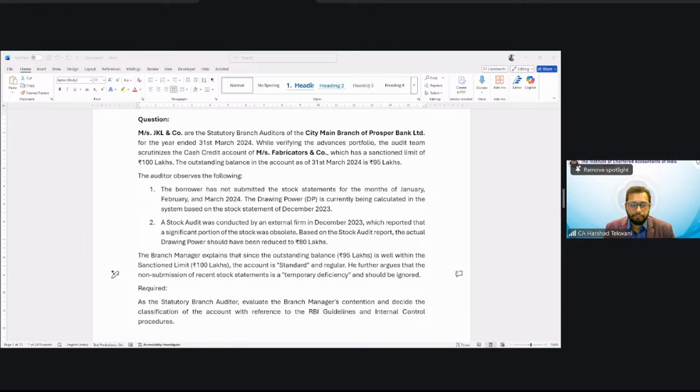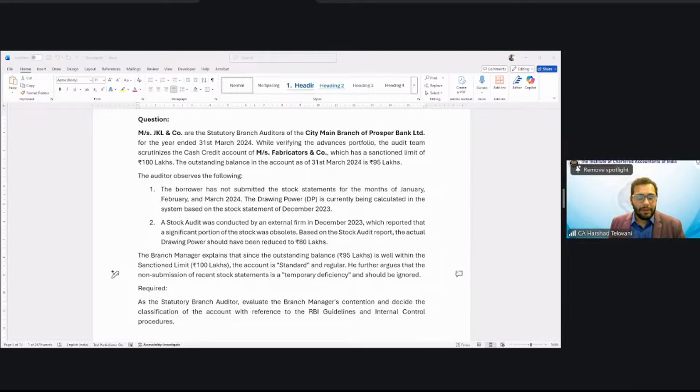The sanction limit of 100 lakhs does not matter. What matters is the outstanding and the actual drawing power. In both cases it will be classified as an NPA in this category. So the branch manager's contention is not correct. Okay. Yes, absolutely correct. Very good.